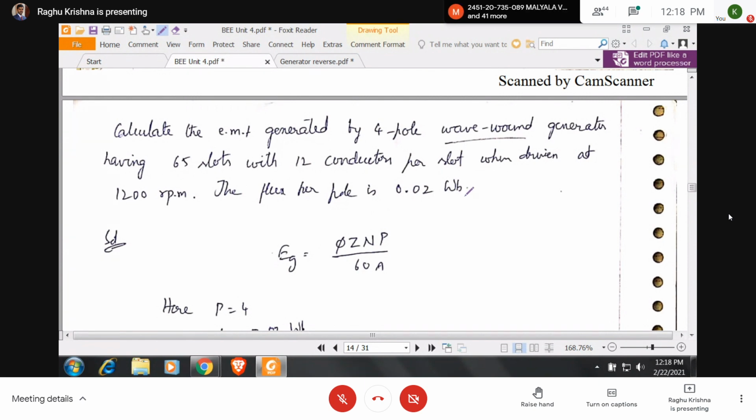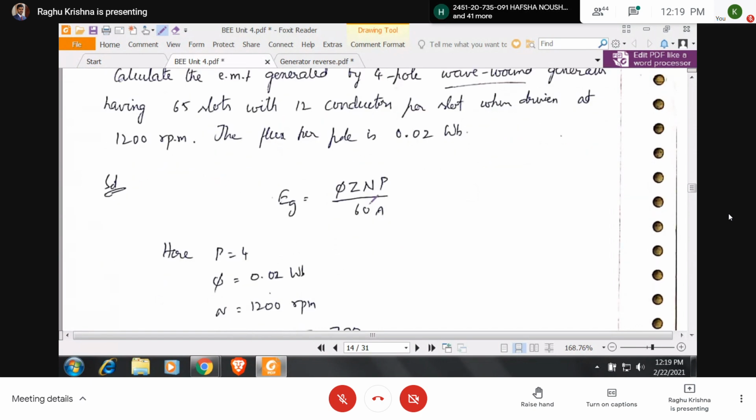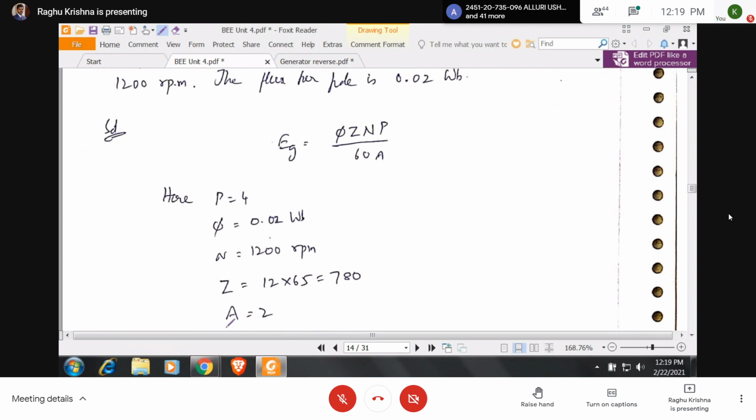So see here, E is equal to phi Z N P by 60A. Here you know P equal to 4, phi equal to 0.02 Weber, N equal to 1200 RPM. We have to calculate Z. As it is a wave wound, A equal to 2. Next, coming to Z, how to calculate Z? Z equal to the total number of conductors. We have 65 slots and each slot has 12 conductors, so the total number of conductors is 12 into 65. So calculate Eg.